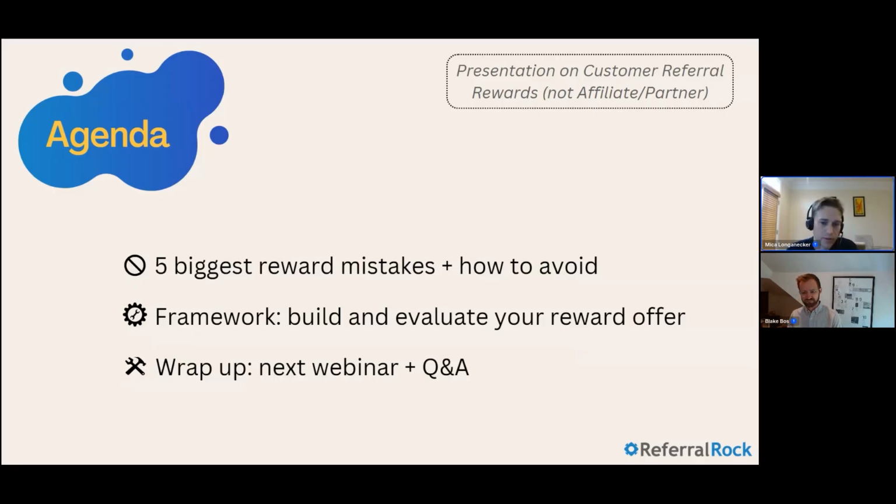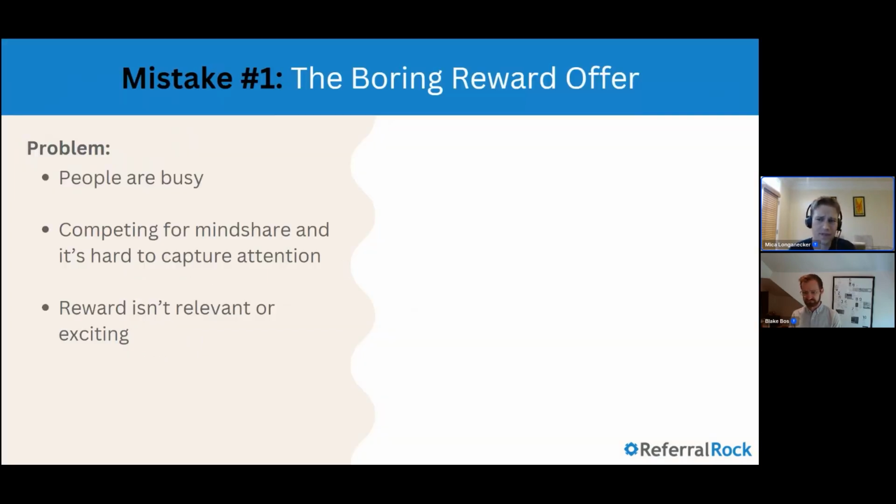So on today's webinar, we're going to cover three main things. First, we're going to go over the 5 biggest reward mistakes we see and provide some recommendations on how to avoid them. We'll then give you a framework for building and evaluating your own reward offers. And then we're going to wrap up, talk about the next webinar topic, as well as open it up to a live Q&A. And as mentioned before, this is a focus on customer referral programs, not affiliate programs, but a lot of those learnings will transfer over.